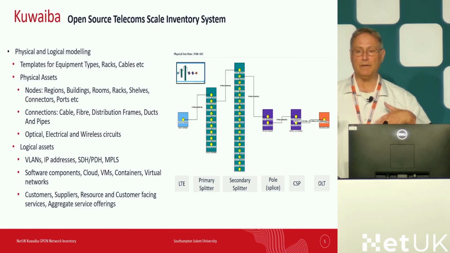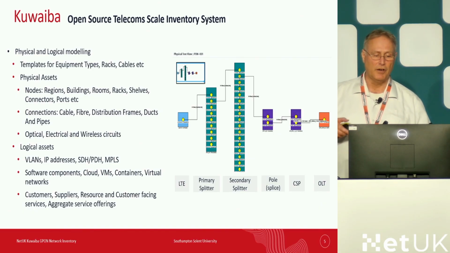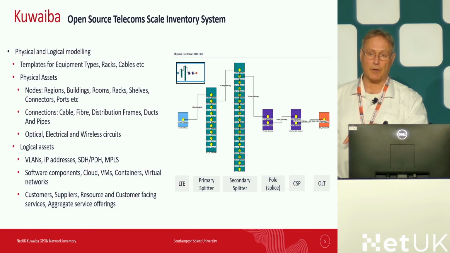So what is Kuwaiba? Well, it's a soup to nuts inventory system, inventory of services, IP addresses, physical and logical components, and it's an extensible model that you can extend to any components that you have in your network. And having actually modeled the physical part of your network, you can then model circuits across the network.